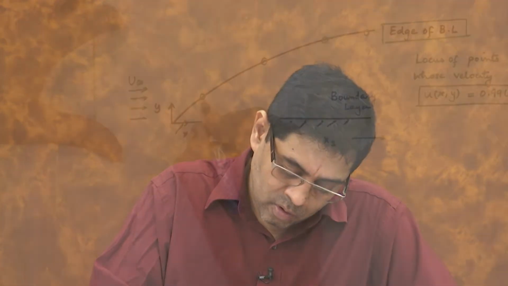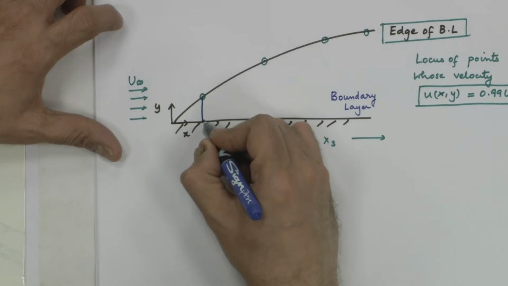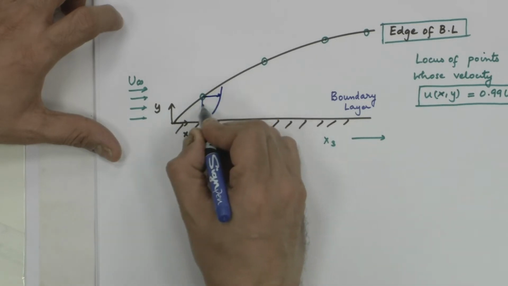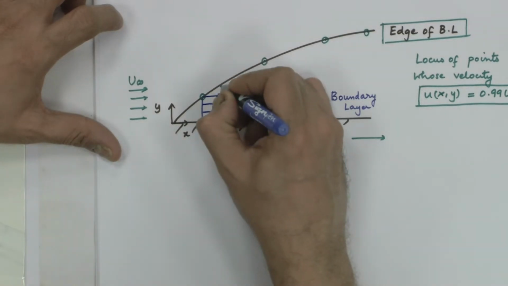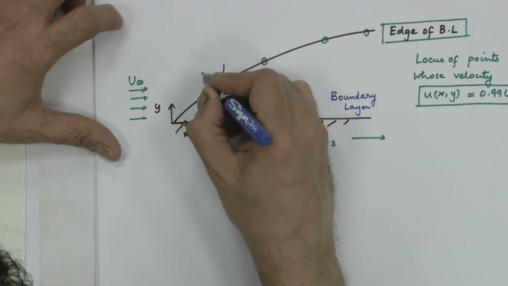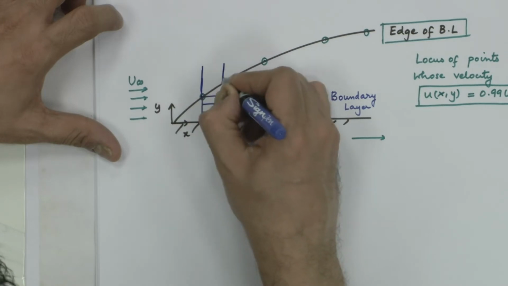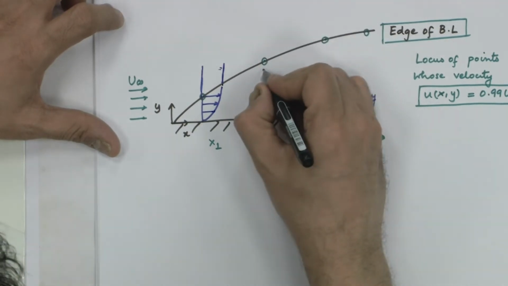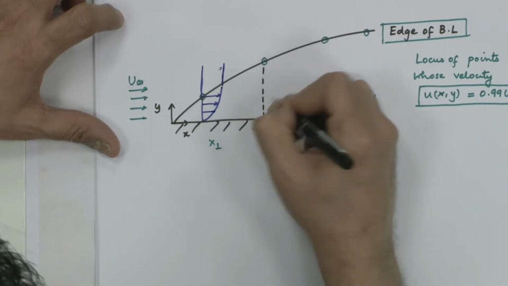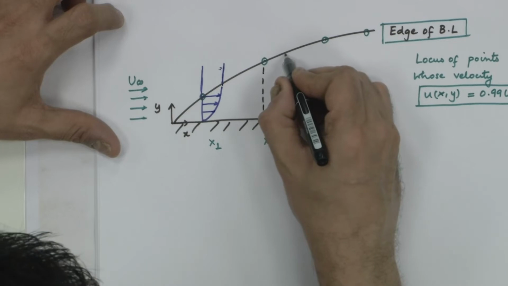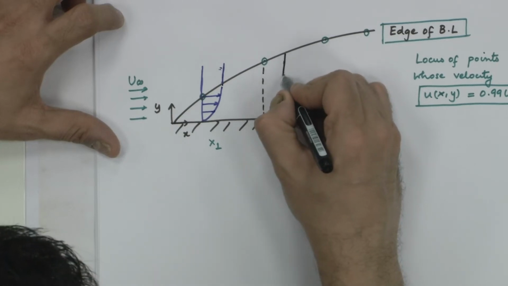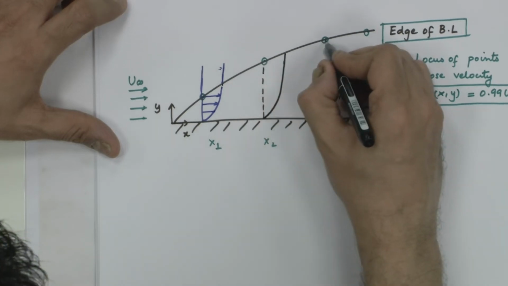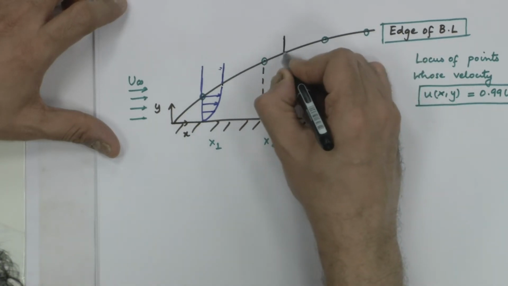If I draw a velocity profile at this point, it will be like this. What will be the velocity after this? Constant, almost constant, because it is 0.99. So, it is slightly going to increase. What about the velocity here? U infinity is the same. So, like this, and then it will be almost constant.